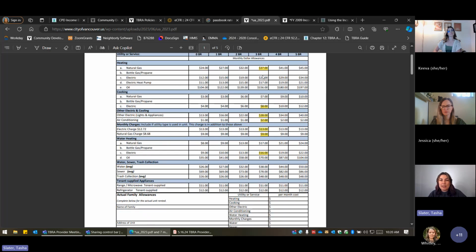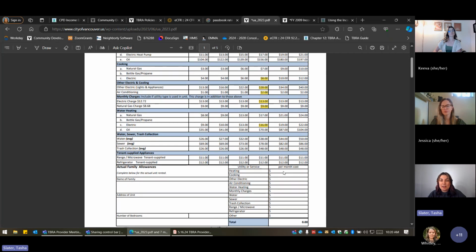Okay, so in this case, we are calculating all of the utilities. Like I said, the water, sewer, and trash are all included in the rent, so they are not going to be included in this utility allowance. So for heating, they have natural gas. For cooking, they have electric. We added other electric options, lights and appliances, and then the household happens to have air conditioning. The monthly charges have electric up here, so we highlighted that, and they have the natural gas charge up here, so we added that. And then their water heating is electric.